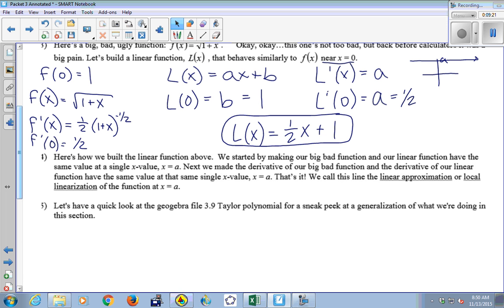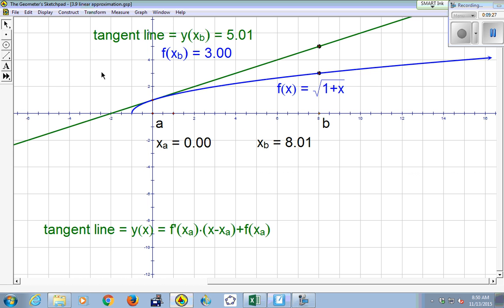So let's just take a look at a quick animation. So here, the blue curve is the square root of 1 plus x. That was what I was trying to approximate with a line at x equals 0. And this green line is 1/2 x plus 1. Right? See, it's got a y-intercept of 1. It's got a slope of 1/2.